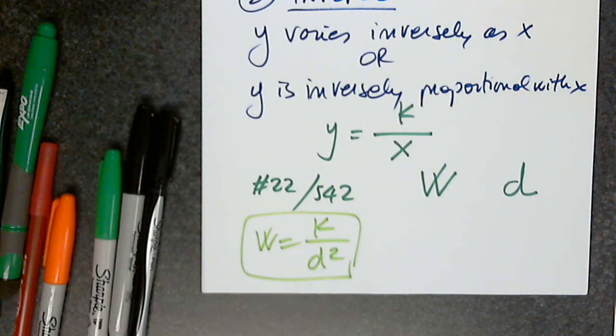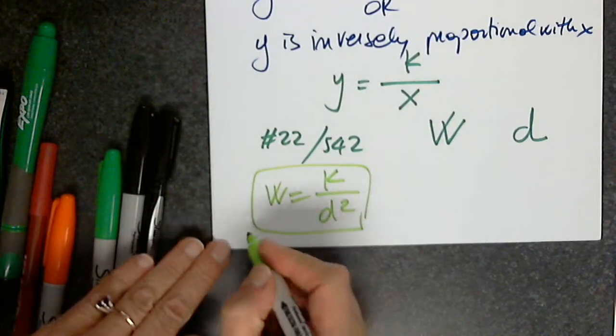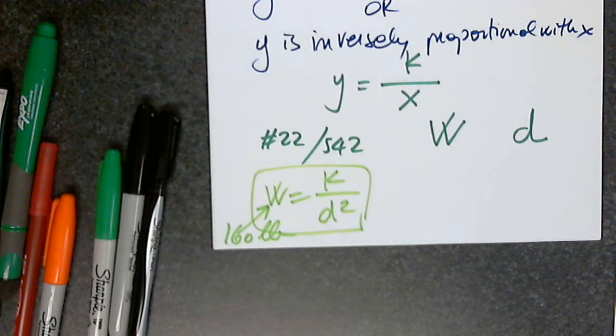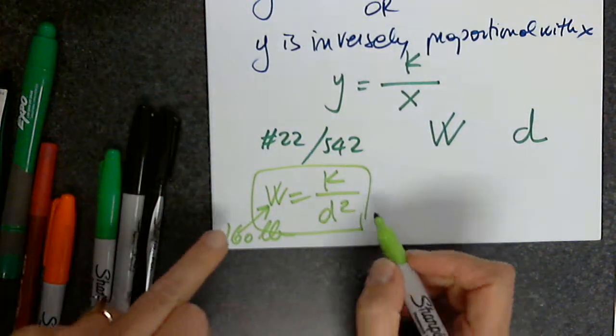If a person weighs 160 pounds on Earth, assume that the Earth radius is 4,000 miles, okay? If a person weighs 160 pounds on Earth's surface, find the individual's weight if he moves 200 miles above Earth. And we are told in parentheses, assume that Earth radius is 4,000 miles.